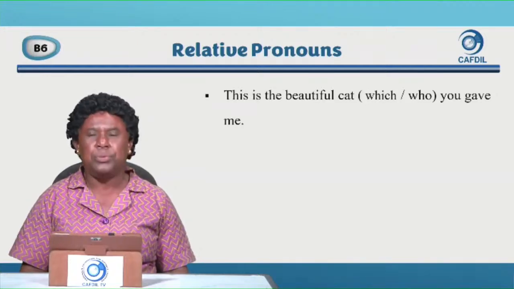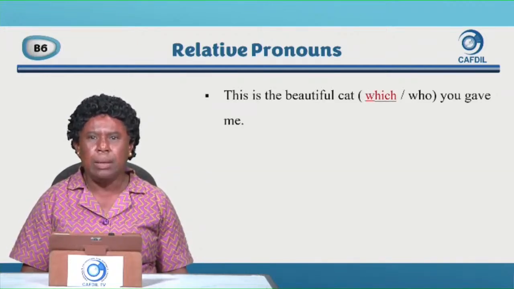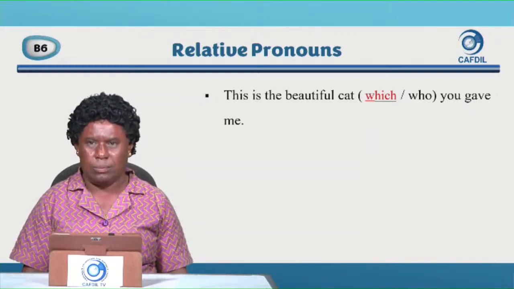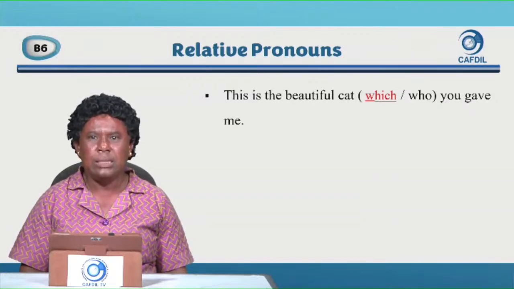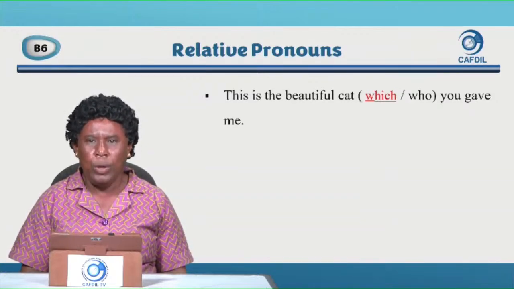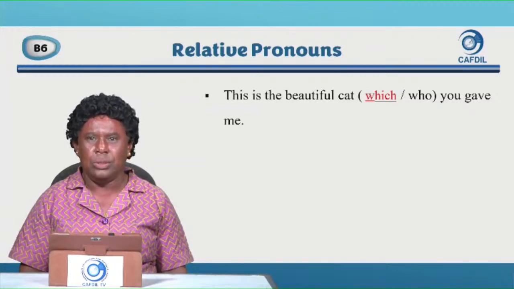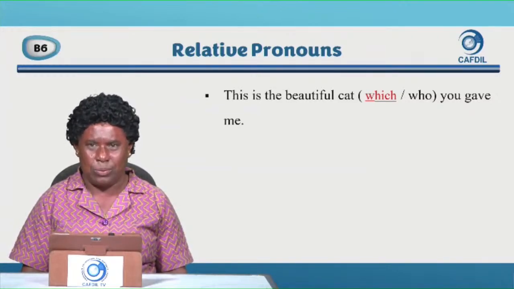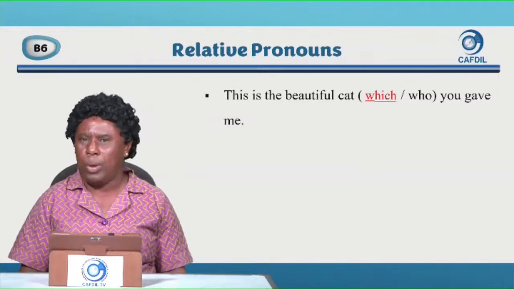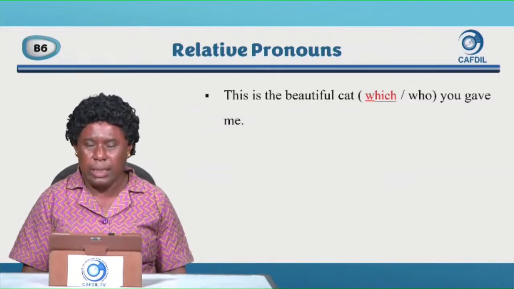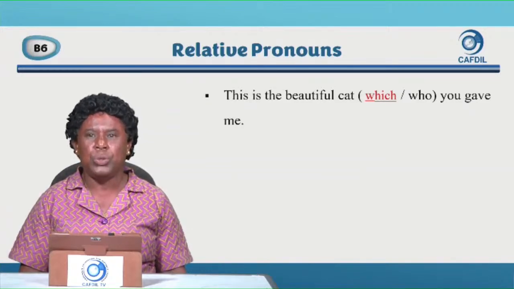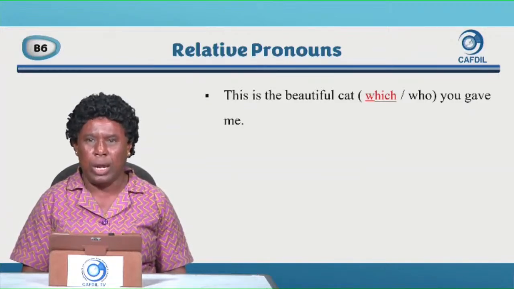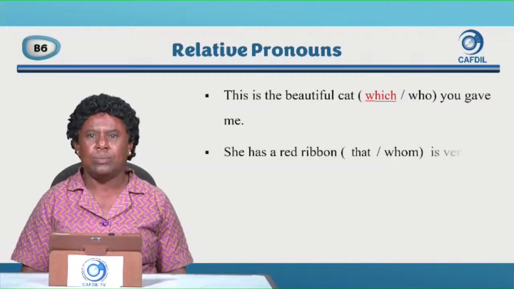The first sentence reads, "This is the beautiful cat which you gave me." So which is the right relative pronoun? As we said, we can use it for person, for animals and things. This is the beautiful cat, which can be used for animals and things. And now we are referring to cat, and the right relative pronoun to use is which.